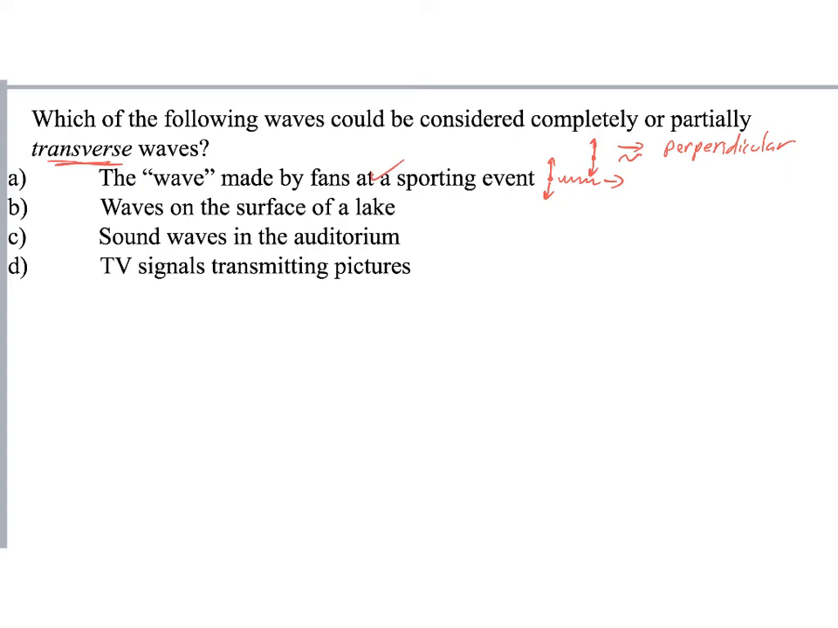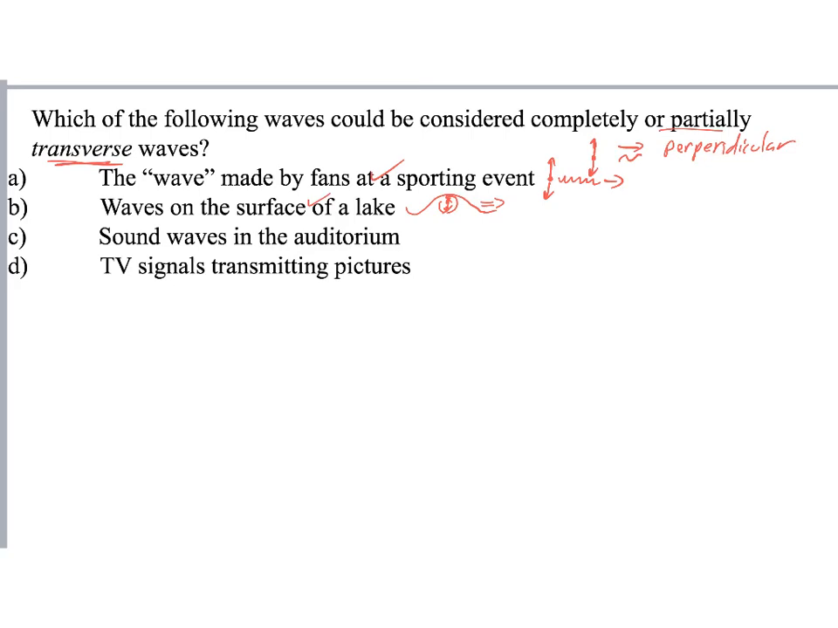All right, waves on the surface of a lake. Well, waves on the surface of a lake, hopefully you read about it, are a little bit weird because they have a couple of things going on. They're actually moving kind of in circles, but the important thing is that part of that circle requires some up and down motion. And we know that the wave is moving to the right, perpendicular to that. So we'll say that at least partially, waves on the surface of a lake are transverse.